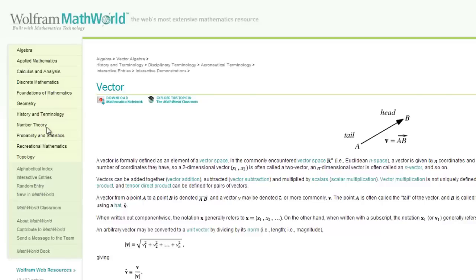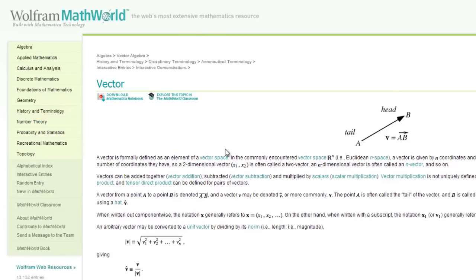This time we're going to be talking about vectors. Here we can see a reference to Wolfram MathWorld, and a little diagram here. I'm not going to refer to a lot of this because a lot of it is beyond where we need to take this presentation. A vector is a quantity that has both a size, magnitude, and a direction.